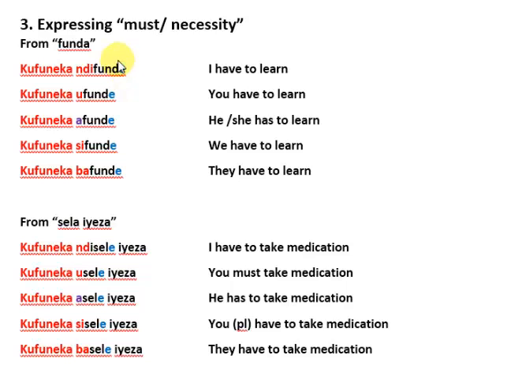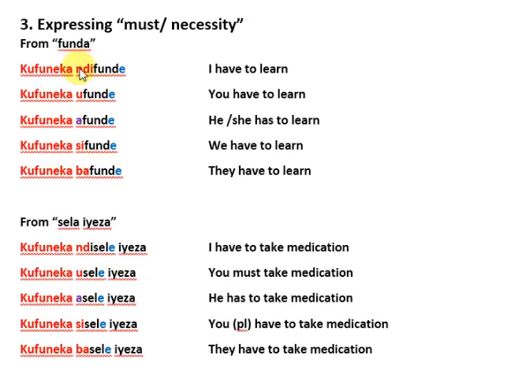Let us look at our third case, where we want to express must, or necessity, or obligation, using funda, to learn or study, as our example verb. And let us just read through all of these and see what we can make of it. Kufuneka ndifunde, I have to learn. Kufuneka ufunde, you have to learn. Kufuneka afunde, he or she has to learn. Kufuneka sifunde, we have to learn. Kufuneka bafunde, they have to learn.